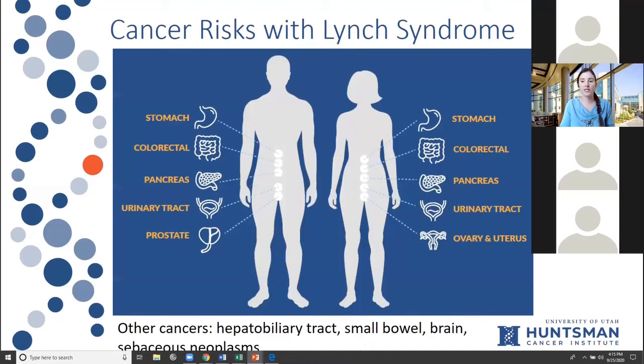As you can see from this diagram, many parts of the body have an increased risk for cancer with Lynch syndrome. However, the greatest risk for both men and women is colon cancer, followed by endometrial cancer for women. I'll be providing information on each of these risk levels, but first I just want to remind you about a couple ways that we can think about our risk for cancer.